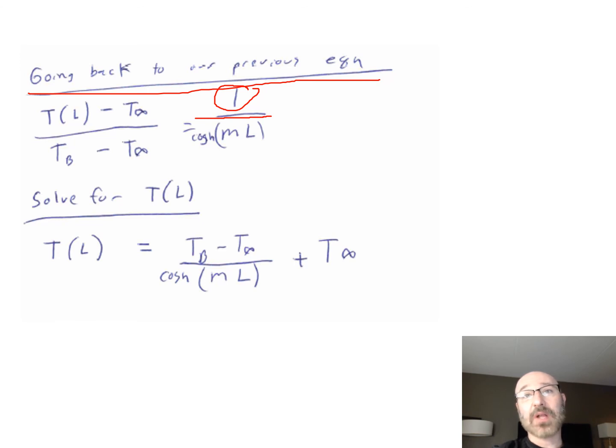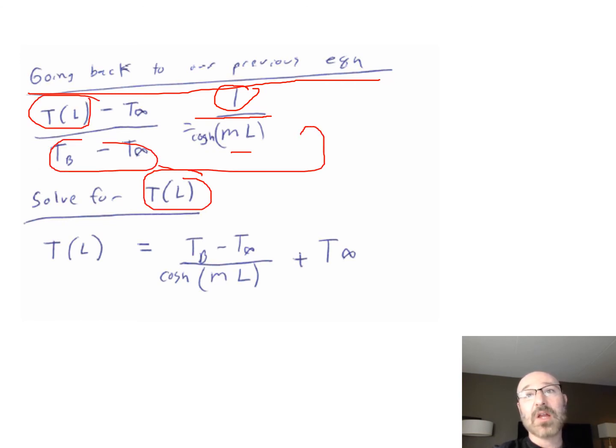But first, before we plug in any numeric values, let's rearrange this and solve this for T of L, because that's what we're looking for right here. So we're going to multiply this over to the other side over here, and then we're going to add in our T infinity right there. So we get T of L on its own. So T of L is equal to T sub b minus T infinity all over the hyperbolic cosine of mL, which we now have a numeric value for, plus our T infinity there.